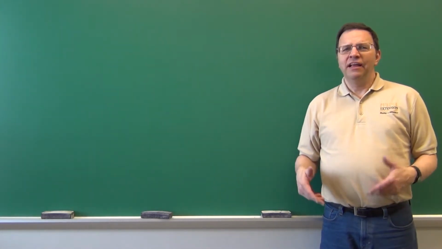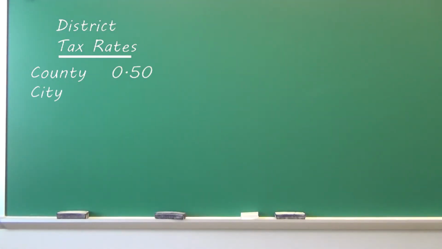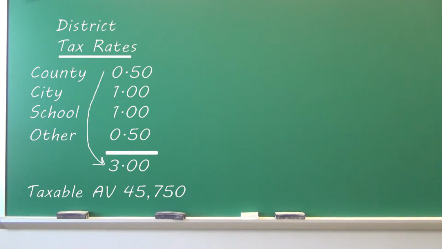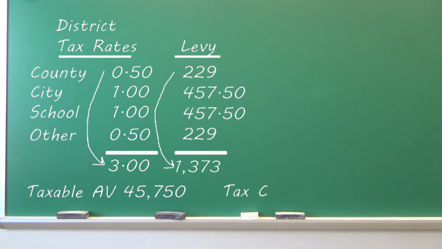Here's how it's done. Let's suppose the tax rates look like this. The county has a 50-cent rate, the city and school corporations have $1 rates, and all the other units, township, library, special districts, add up to 50 cents. There's your $3 rate. Remember, the taxable assessed value for the homestead is $45,750. Multiply each unit's rate by that taxable AV, and you'll see how much each unit levied on this taxpayer. It adds up to $1,373. But the tax cap was $1,200. Which units get how much of the $1,200 that the taxpayer actually pays?